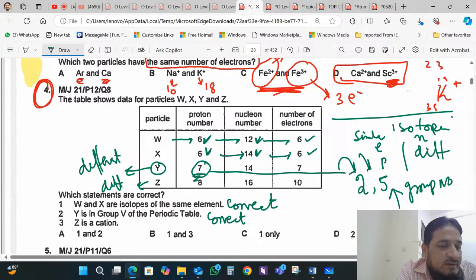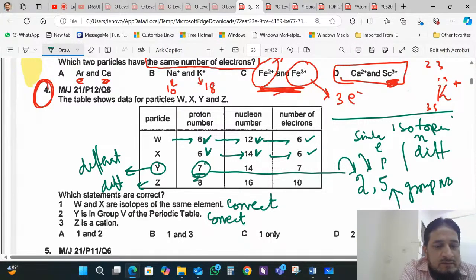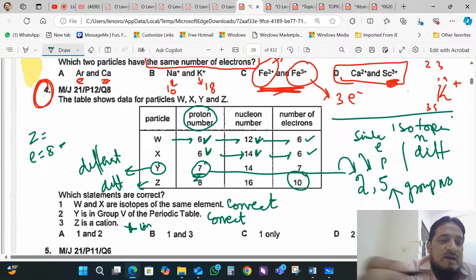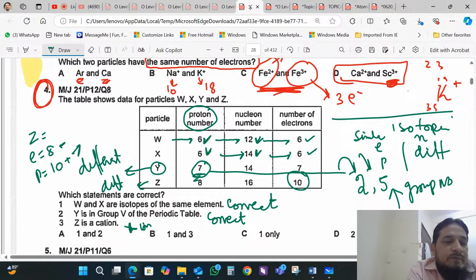Then number 3, he is saying Z is a cation. A cation is a positive ion. So we have to see the number of protons and electrons. Now in Z, total electrons are 8, meaning the negatives are 8 and the positives are 10. It means there are 2 more positives, so it will have a 2 plus charge.